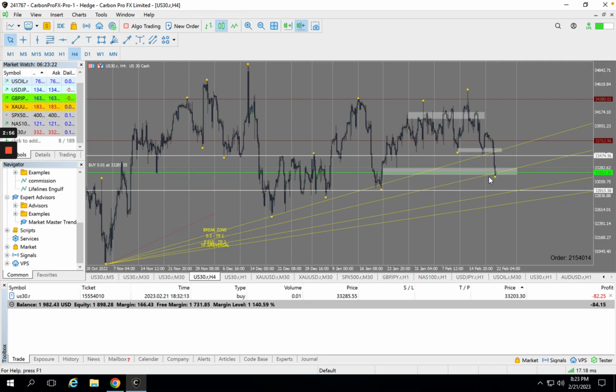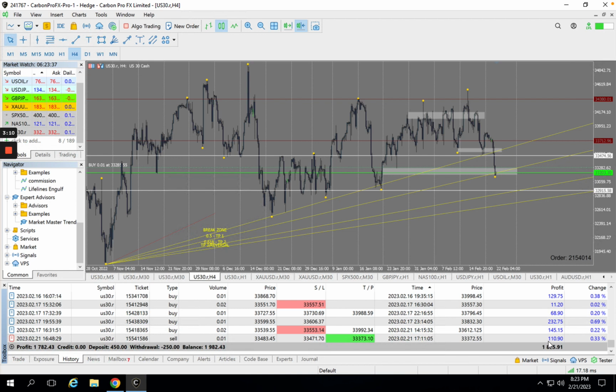Here, I could have held this trade, honestly, if I was actually on my computer, but I was on my phone and I was at work, so I just closed it out. As you can see here, 110. I only took it at a 0.01.